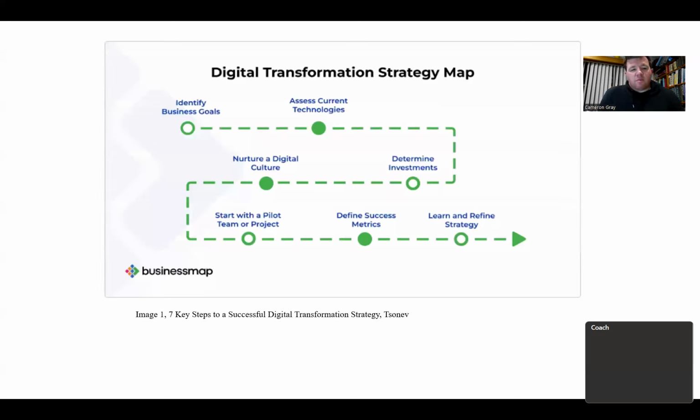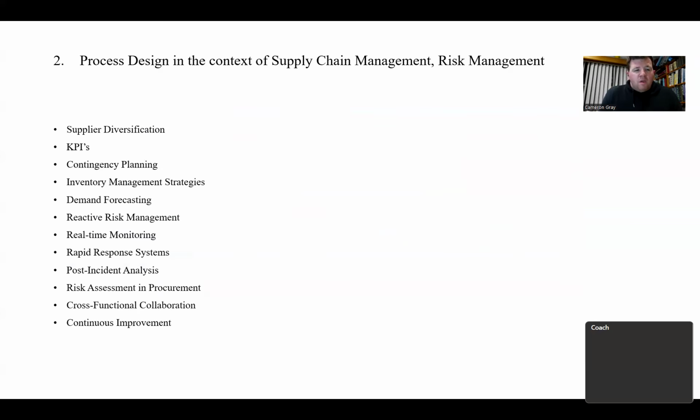So obviously a digital transformation strategy map: identify the business goals, assess those technologies, determine investments, nurture a digital culture, start with the pilot team or project, and define success and learn, define strategy. That's something very much that I did. Again, in my case studies, they were based on a real life scenario of digitization of a steel distributor or processing business that I bought. And we looked at digitizing bandsaws and cutting processes like that. So a really interesting thing once we start to look at this implementation from a broad perspective in terms of how do we make those wheels turn.